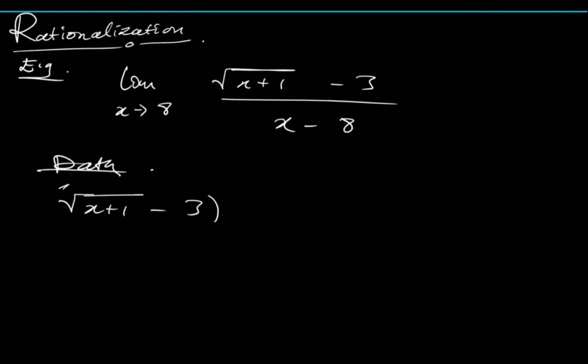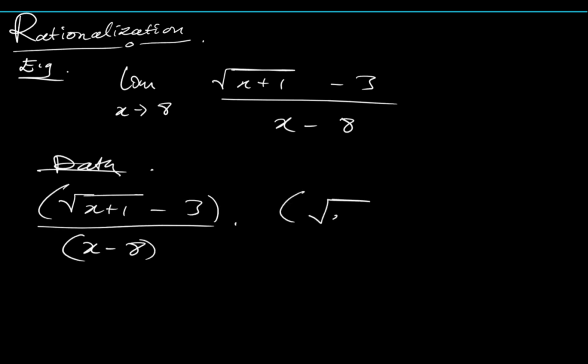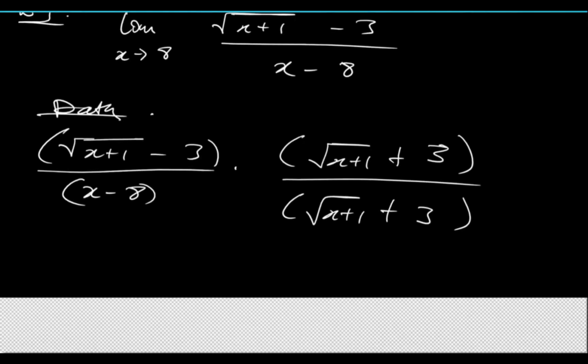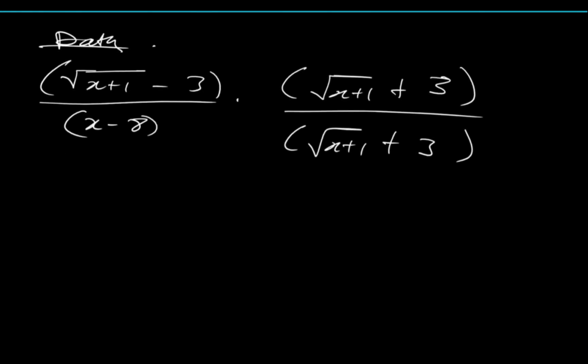So we have this over x minus 8, times the conjugate, which would be the root of x plus 1, with the middle sign changing to a plus 3, over the same thing, which is the root of x plus 1 plus 3. Now, in this case, what you have to be mindful of is to only multiply out the numerator, the one you are rationalizing. For the one you're not rationalizing, you can just leave it unexpanded, and you still get the final answer.